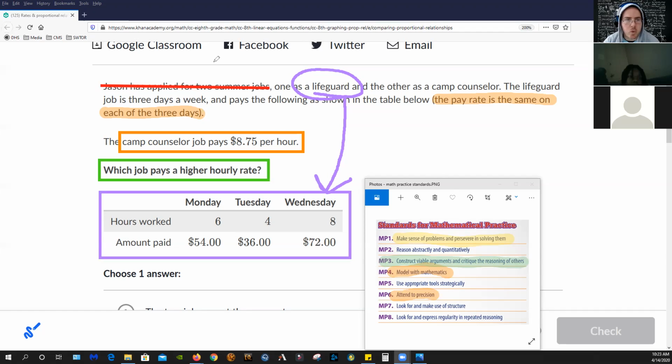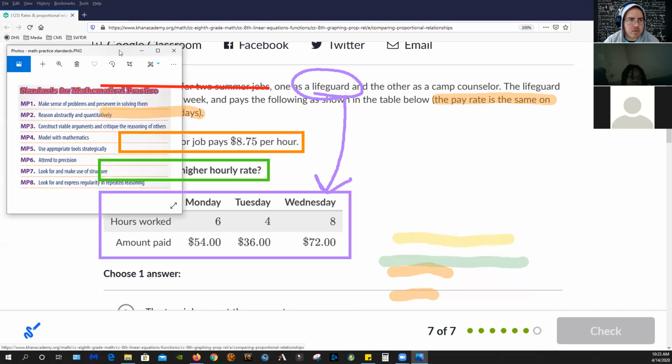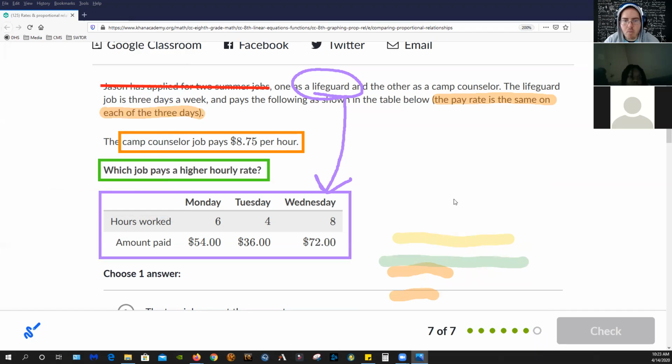Okay, so the way I'm going to solve this riddle, I'm going to move my math practice standards up this way a bit. Can I make that smaller? No, maybe I just need to put it away for a minute.